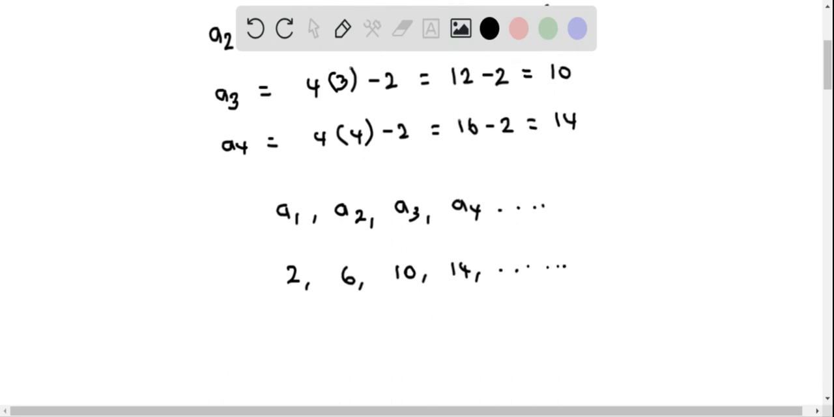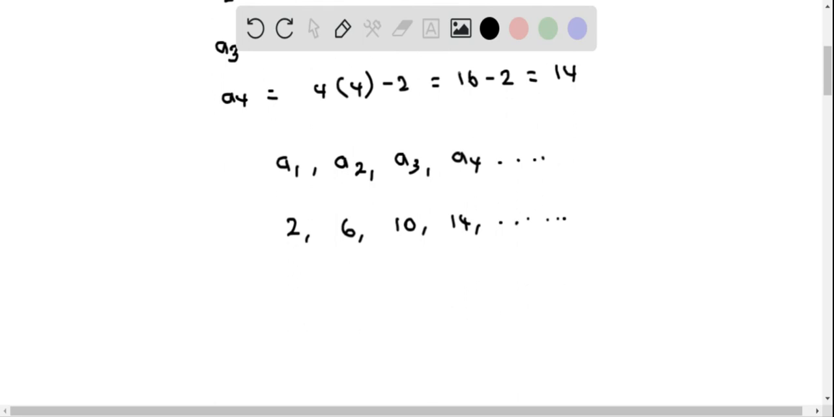Now we have to understand what kind of pattern this is. Keeping a_1 equal to 2, we see that the 6 is obtained by adding 4 to the previous term. Similarly, this 10 is obtained by adding 4 to the previous term in the sequence, that is the 6. And similarly, this 14 is obtained by adding 4 to the previous term, 10. So every time, to generate a term, we need to add 4 to the previous term.